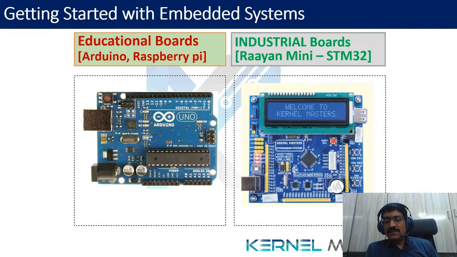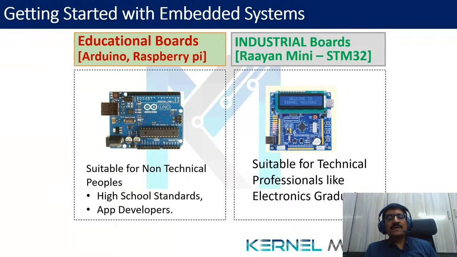What is the difference between the education board and the industrial board? The major difference: the education board is useful for non-technical people, who may not be electronics or computer science graduates. They are not engineers, like school children and kids, or application developers without electronics or hardware background knowledge. That is the purpose they were made for. For example, without any technical knowledge, I want to do an electronics project.